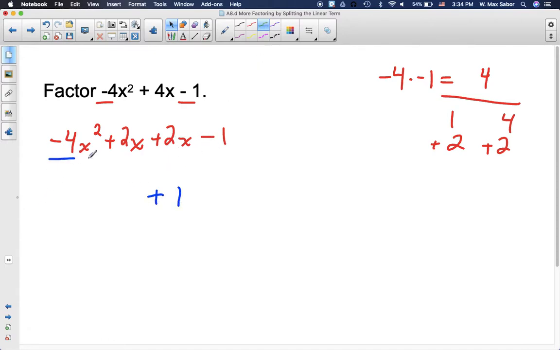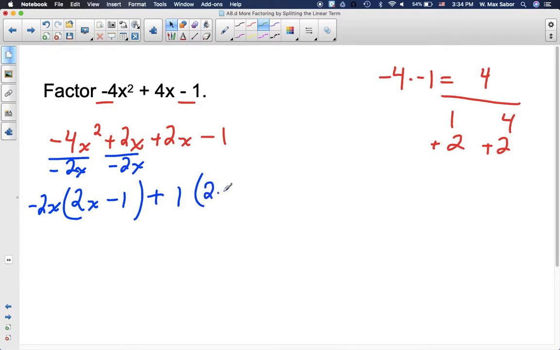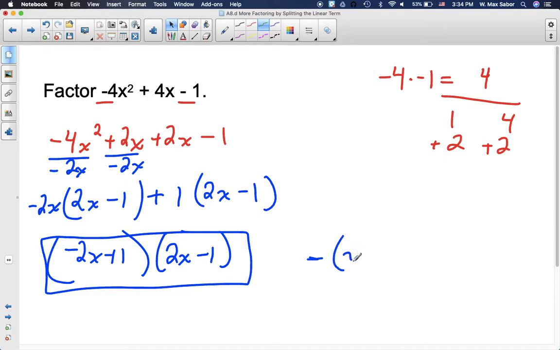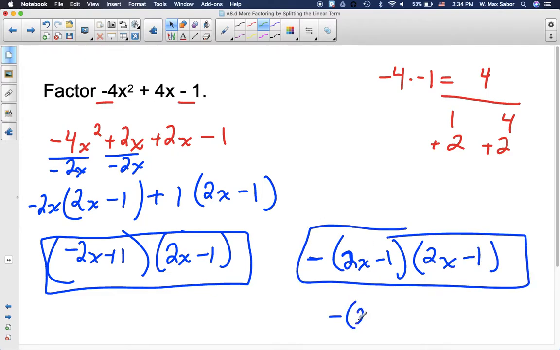And the first one, let's divide by negative 2x so that we'll get the same thing. Negative 2x, when we divide that, we get 2x minus 1. This is 2x minus 1, leaving us with negative 2x plus 1 times 2x minus 1. It is worth mentioning that this problem could be continued further to say that you factored the first one by negative 1, leaving us with 2x minus 1 times 2x minus 1 and a negative 1 outside, or even negative 2x minus 1 squared.